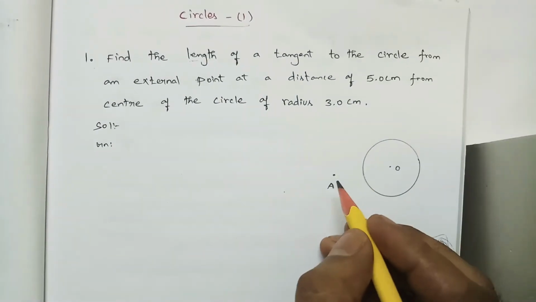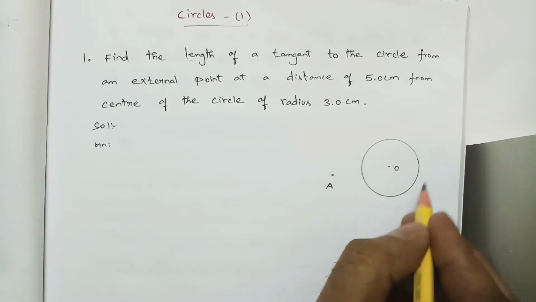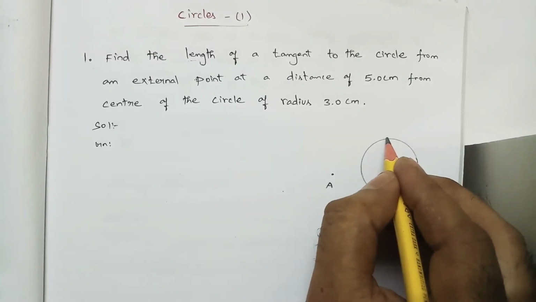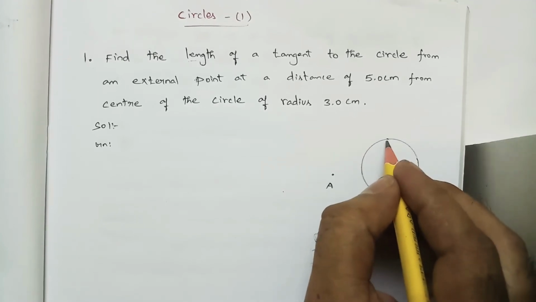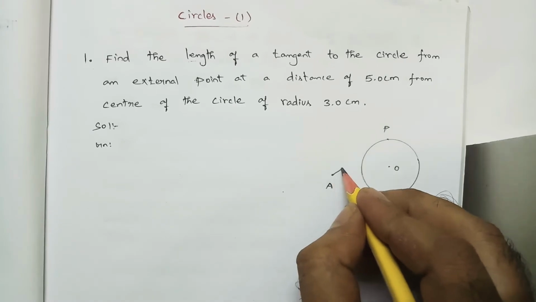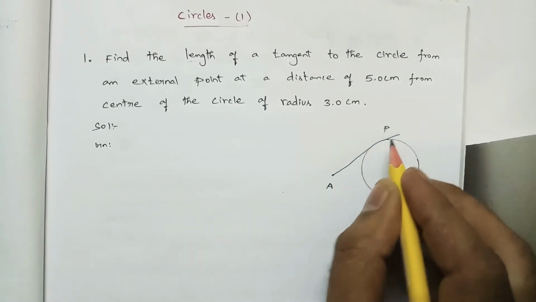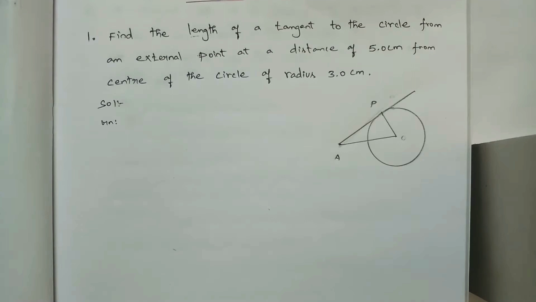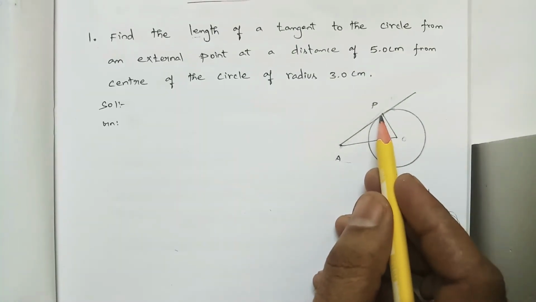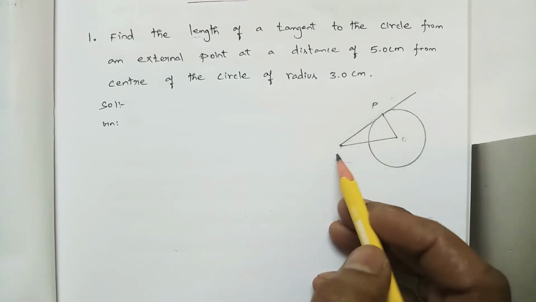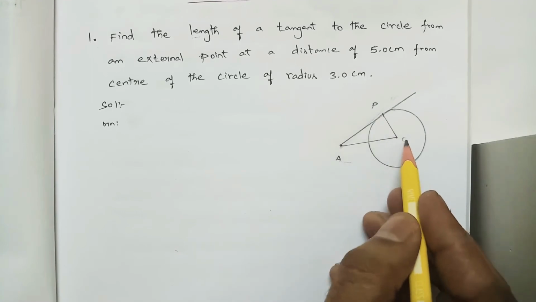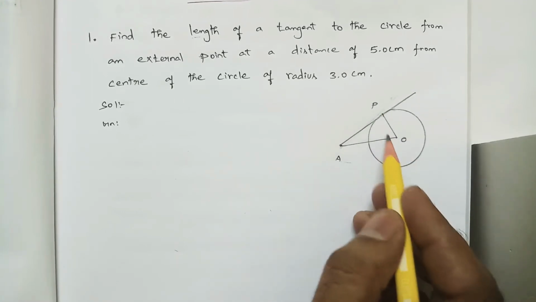Now I'm going to draw the tangent, right? So how we will draw the tangent? First we want to mark a point on the circle and give that point the name P, and join these 2 points by using the scale. So in this diagram, A is the external point and P is the point of contact, and AP is the tangent, and OP is the radius.